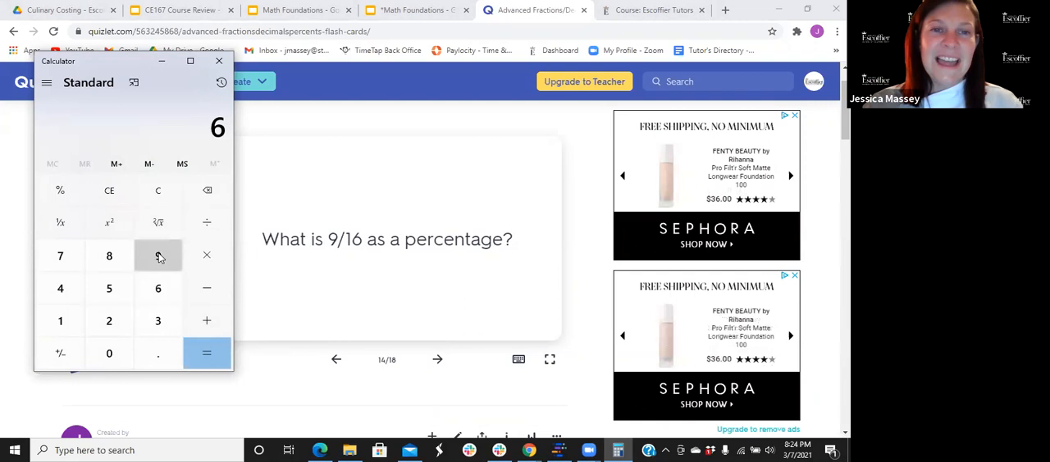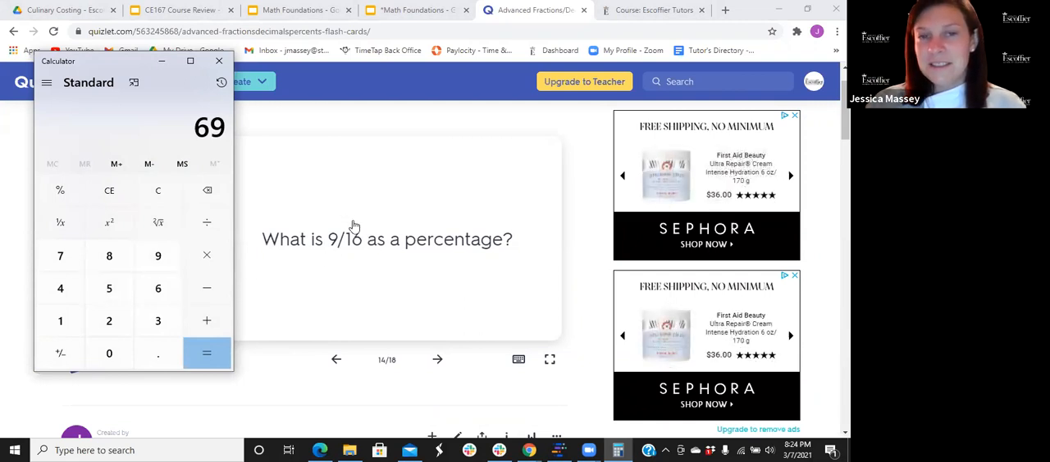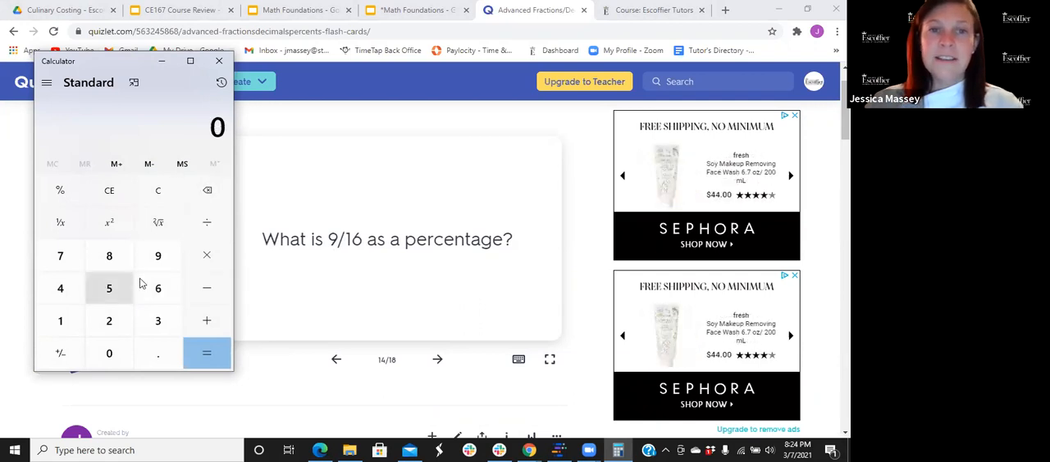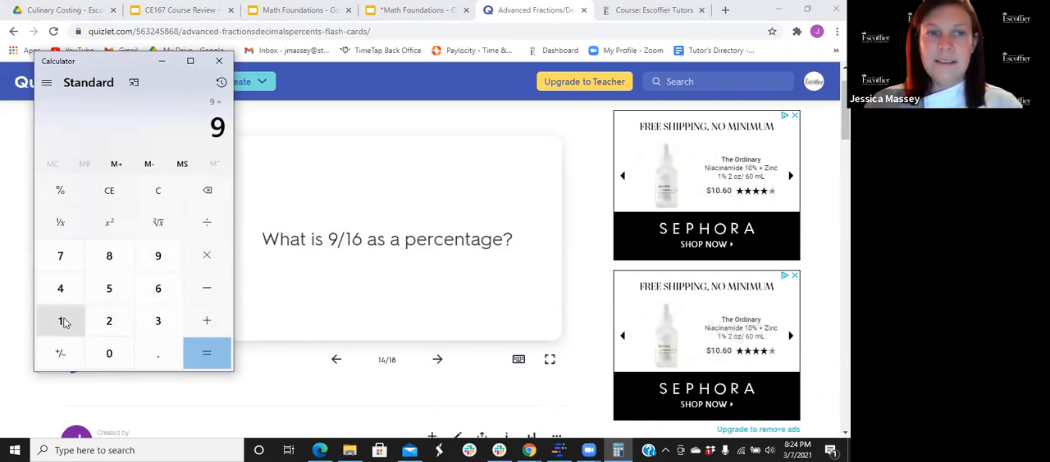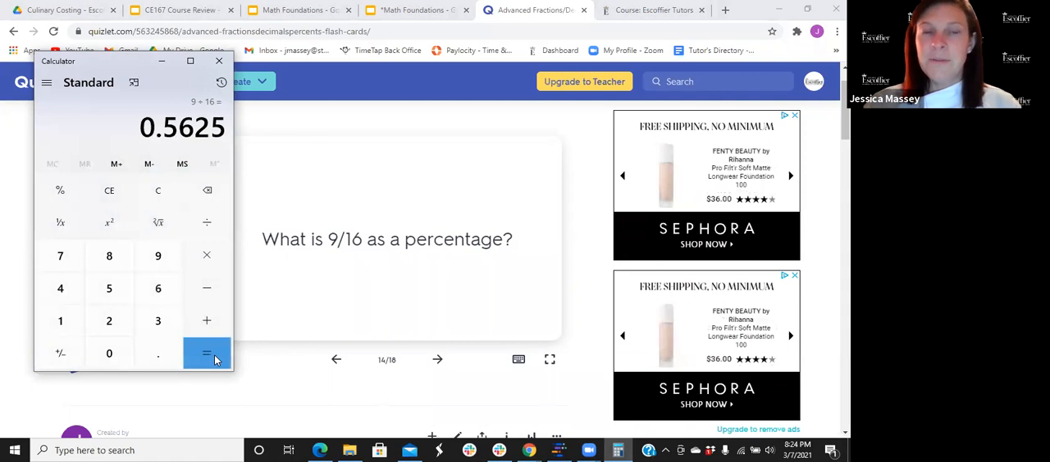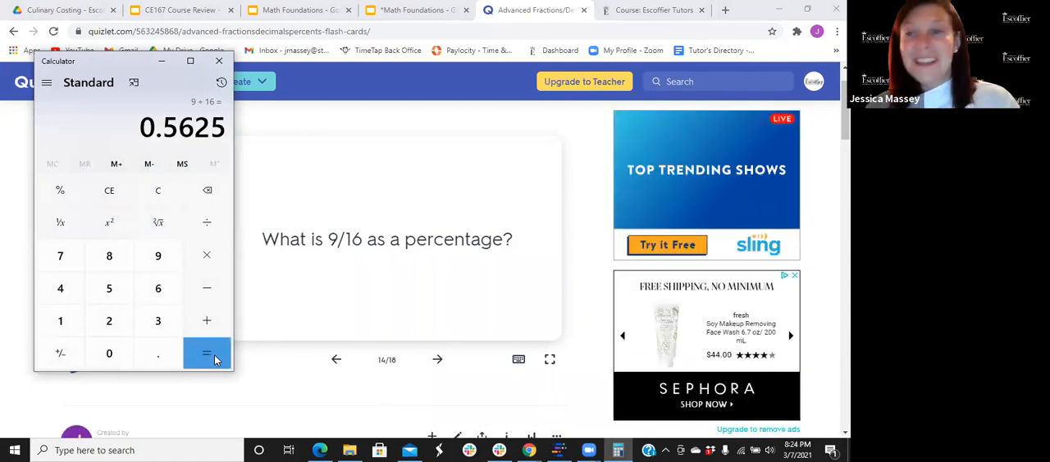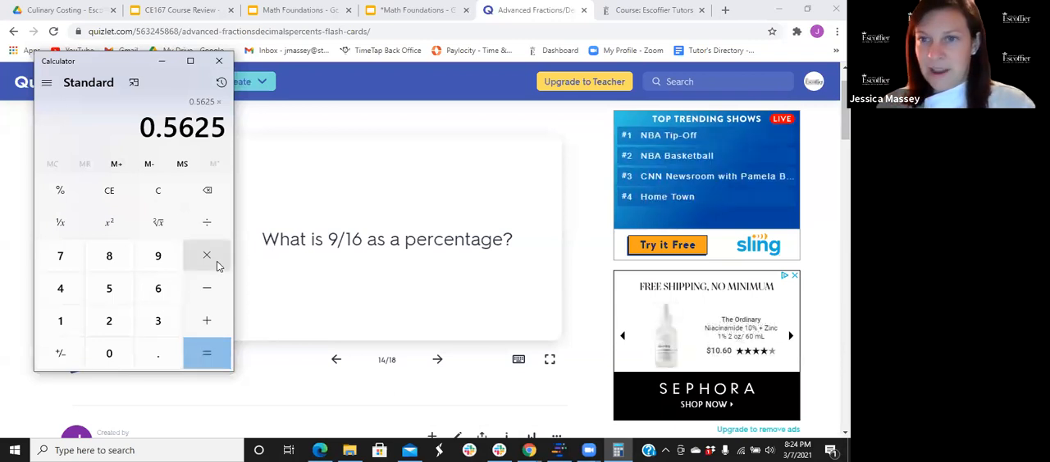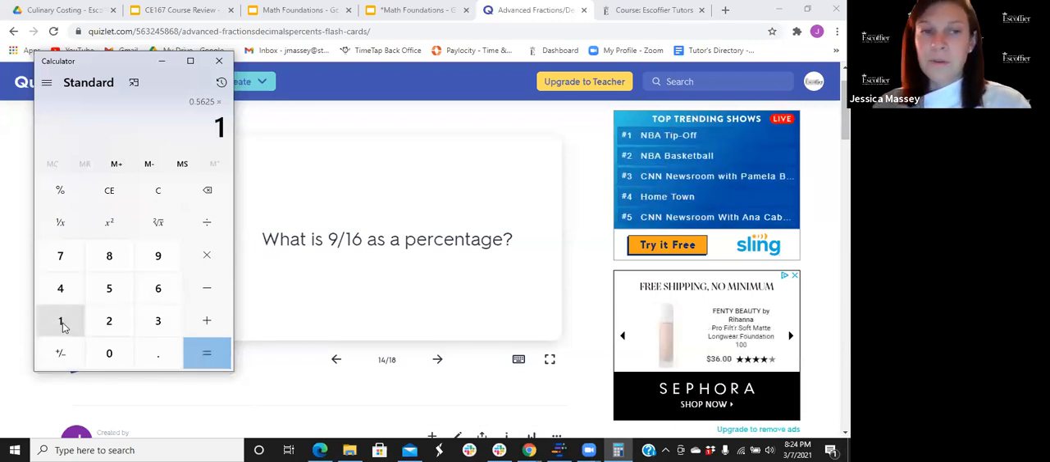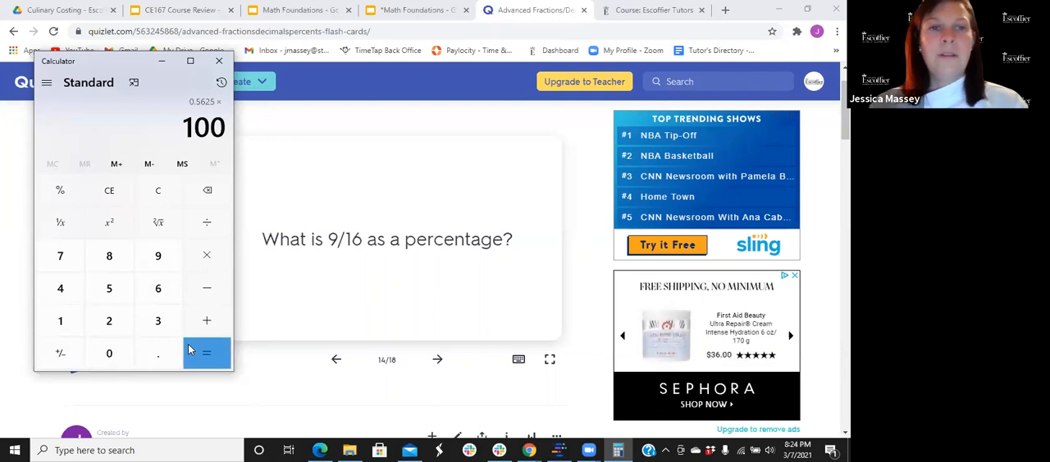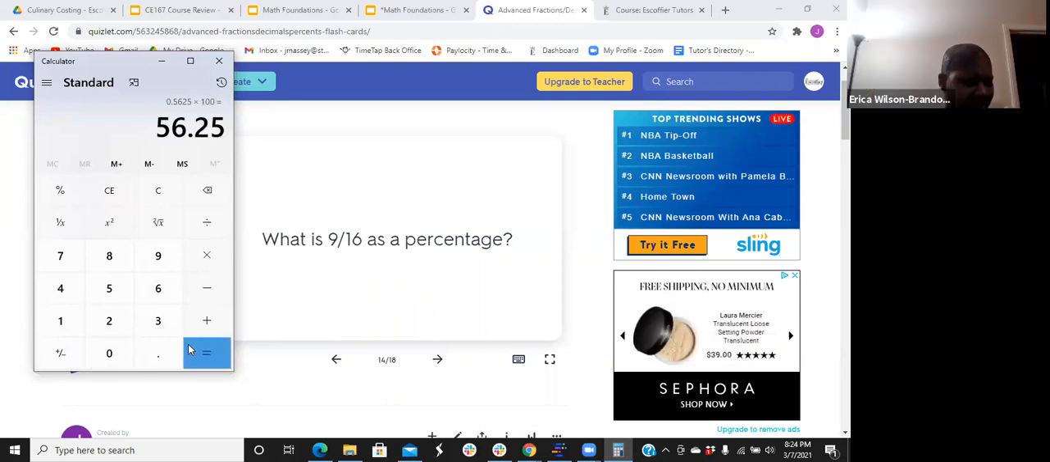So we got the 9, and when you see a fraction, that sign is a divide symbol. So you would take your 9 and divide it by 16. And that gets us a decimal, 0.5625. And then you would take that and times it by 100, or you can move that decimal 2 spaces over. And that gets us a percentage.